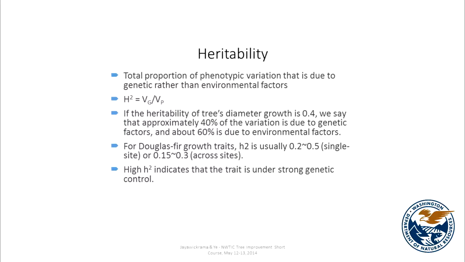When we're working with Douglas fir, most of the growth traits, these being height and diameter traits, are usually under moderate to strong genetic control. They have heritabilities ranging from 0.2 to 0.5 when you're looking at a single site, or when you're going across multiple sites, you can have up to 0.3. The higher the heritability is, the stronger that trait is under genetic control, and the more you can do with it in a tree improvement program.